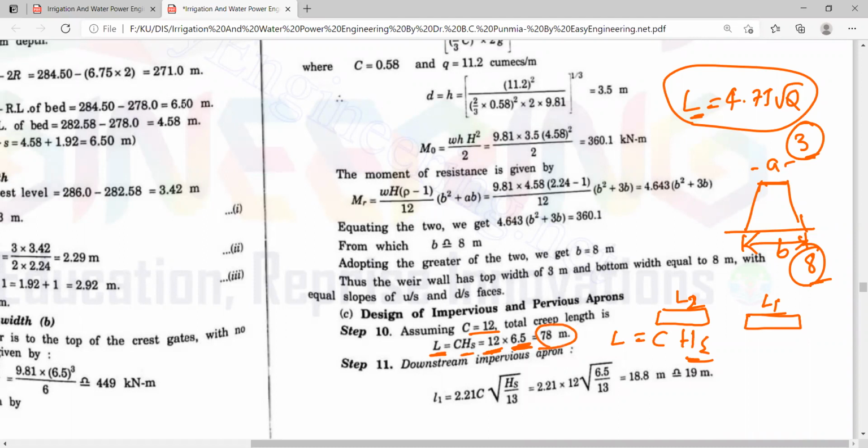Seepage is possible up to 78 meters from the upstream side to the downstream side. So by considering this total creep length, we need to design the downstream side impervious off run.